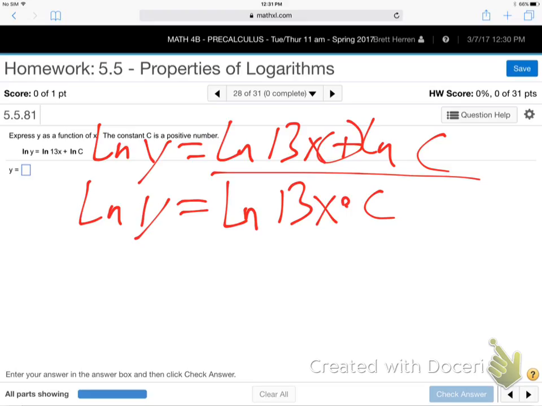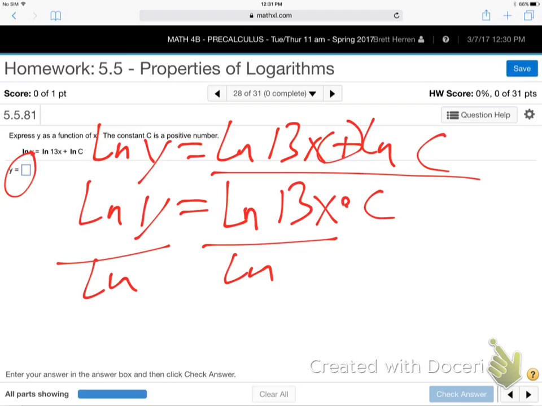Okay, now what? What do they want me to do on this? Well, solve for y. They want y alone. Well, I've got a log on the y. How do I get rid of that log? I can divide off the log on both sides. No! No, please never do that.